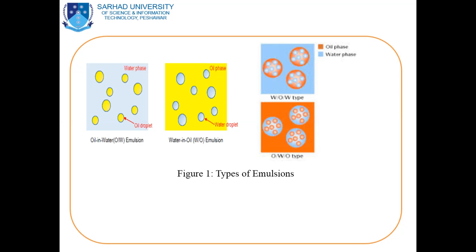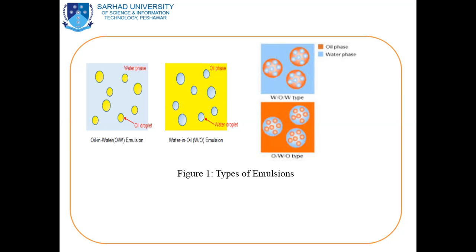While on the right side, on the top, you can see one of the multiple emulsions, water and oil and water type. Water and oil in the interior is further distributed in the water phase, and the last one, below this, is oil and water and oil type of emulsion, shown in figure number 1. These are the types of pharmaceutical emulsion on the basis of dispersed phase. Which one phase is dispersed?